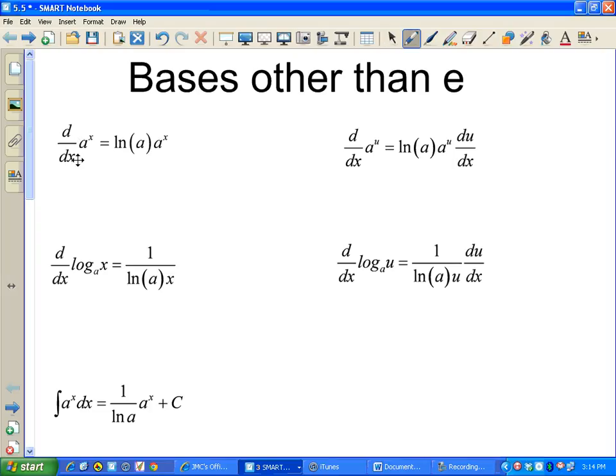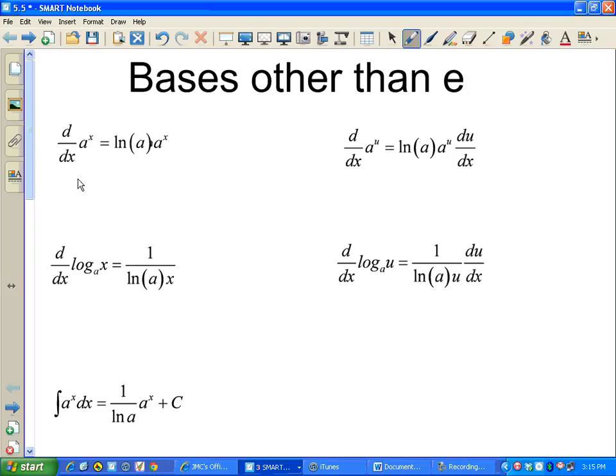So we're going to generalize that by saying a. A can be any number except for e. It could even be e, and I'll actually show you how that works out. But to take the derivative of a to the x, we're going to take the natural log of our base and multiply it by a to the x. So it's kind of got that same aspect of repeatedness that we had from e to the x.